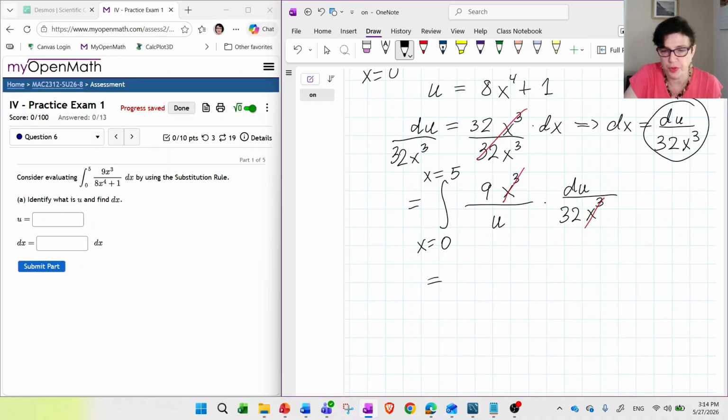Now, first of all, 9 over 32. Can I cancel something there? I don't know. I'm just going to leave it as 9 over 32. I don't think 32 is divisible by 3, so I don't think we could do anything with that. But our integral really becomes 1 over u du. And again, the limits for now, I'm just going to say x equals 0, x equals 5.